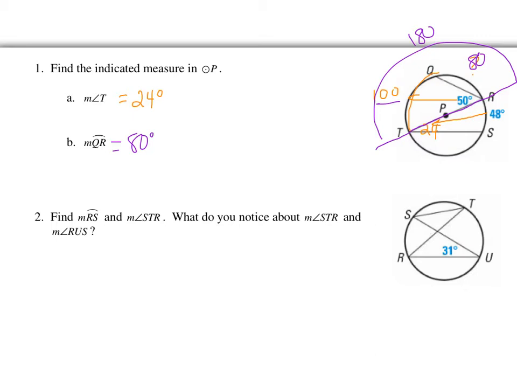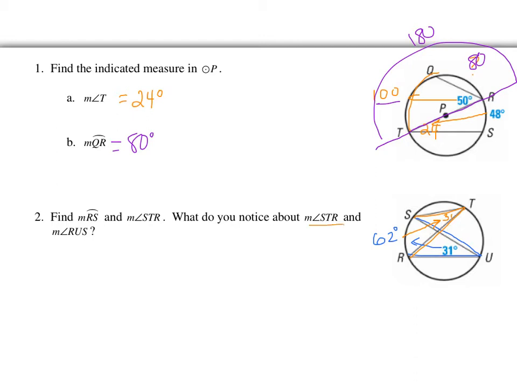For number 2, if we look at this picture, you'll notice that this angle right here, my blue one, is 31 degrees, so that means across from it, this arc will be 62 degrees. And that means if we take that and work our way into this other angle, our angle T, that is going to be half of it. So that's going to be 31 degrees.